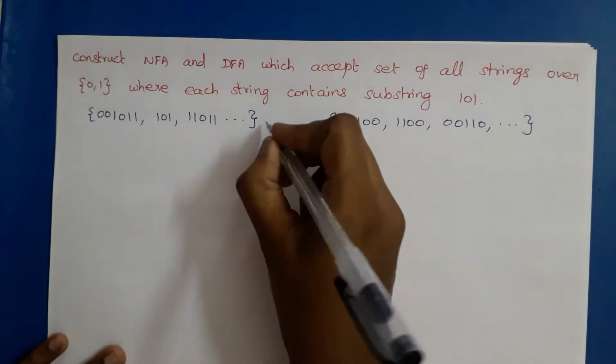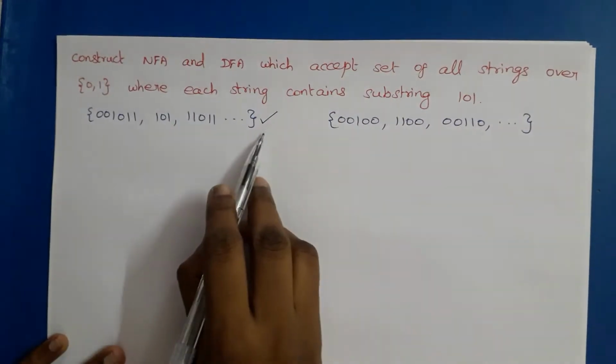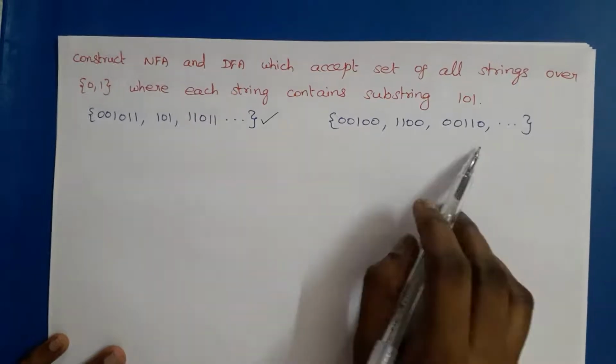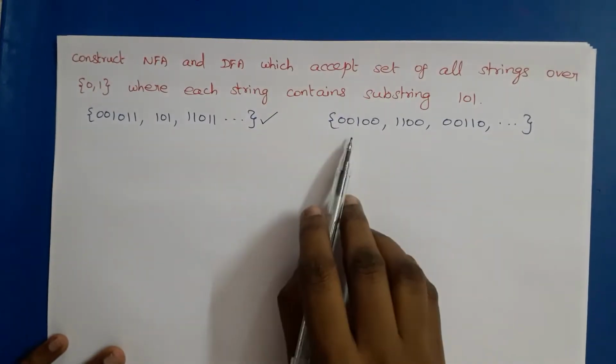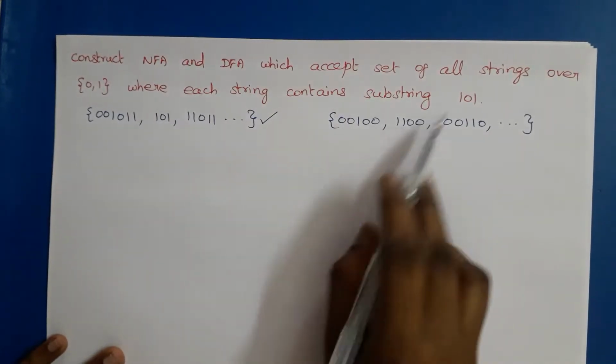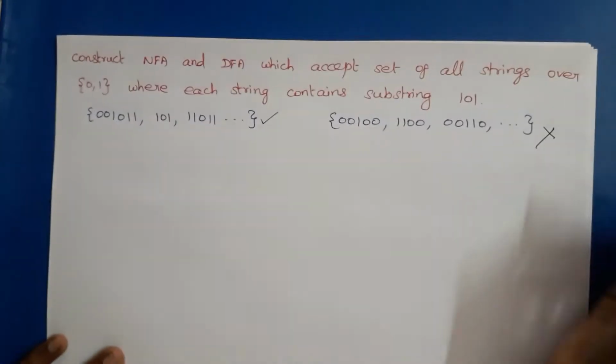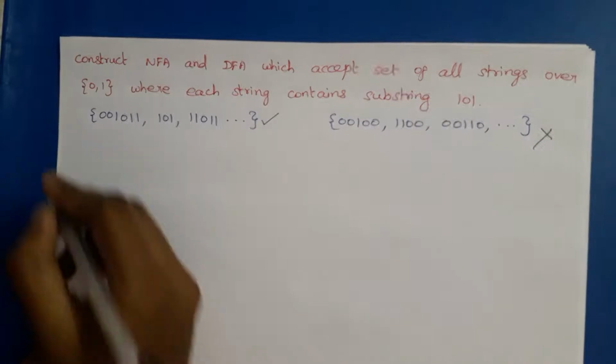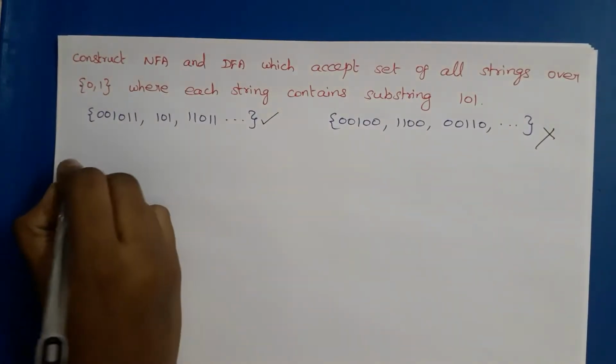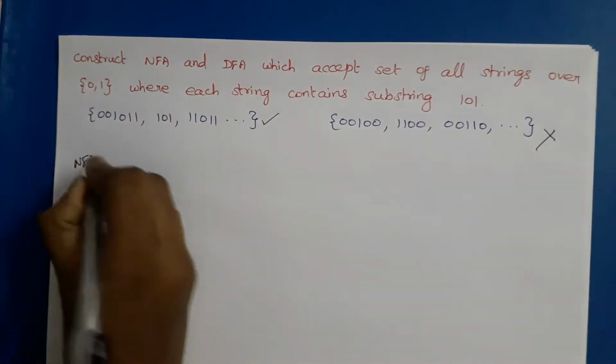So these are all the input strings that should be accepted by our NFA and DFA, and these are some of the incorrect input strings. These strings do not have 101 as a substring, so these types of strings must be rejected by our NFA and DFA. First we will construct the NFA for this problem.